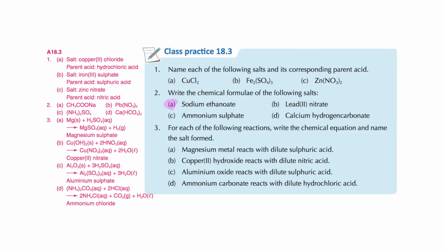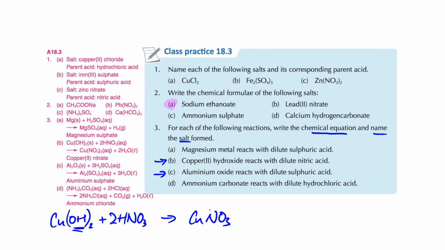Just a quick look at B and C, as practice with you: write the chemical equation and also name the salt. For B, we have copper(II) hydroxide, you have 2 OH, and then you have nitric acid. Because you have 2 OH, you need 2 acid, and then the product will be copper(II) nitrate. Remember the name includes the Roman numeral in the middle. Copper(II) nitrate and 2 H2O.